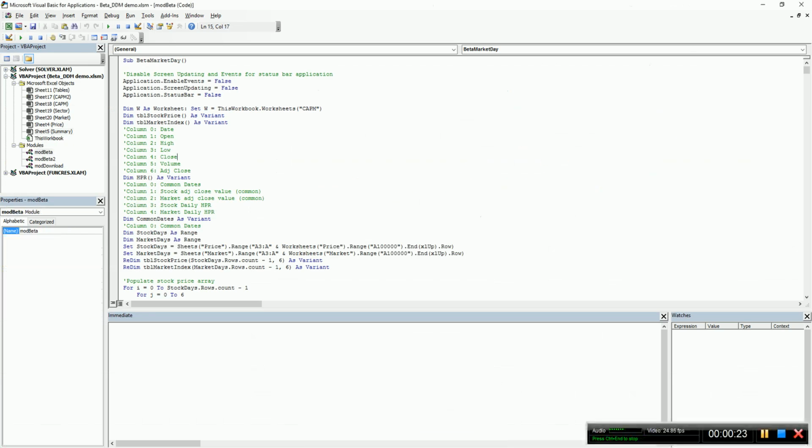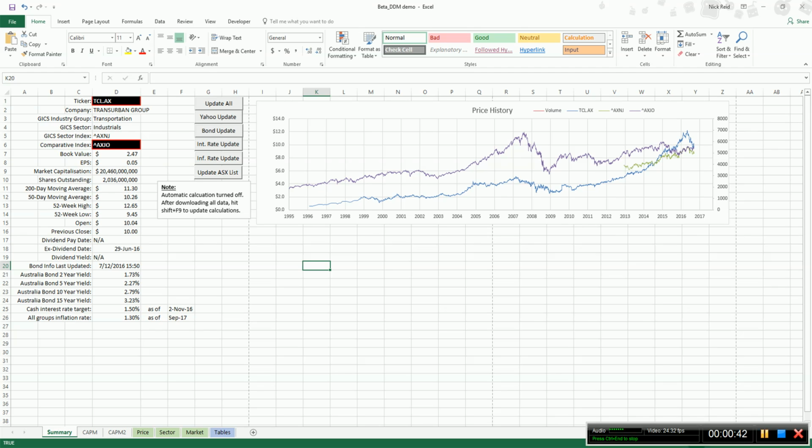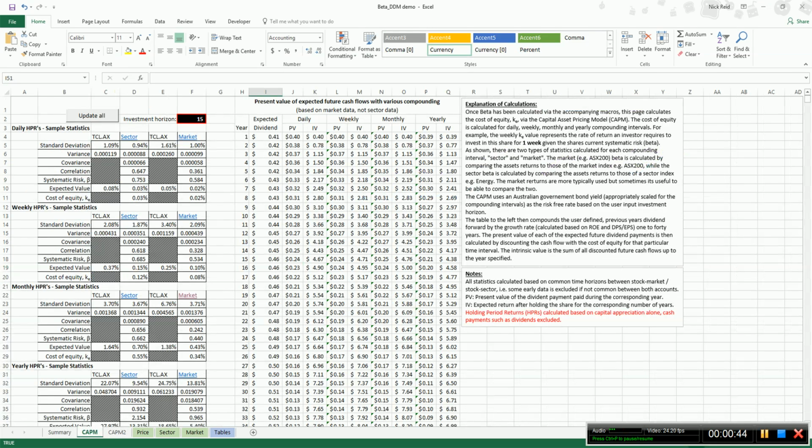Okay, so this module, mod beta, is the module for the first CAPM model that we looked at in the previous video. So this beta market day is calculating all the sample statistics for this set of data right here.